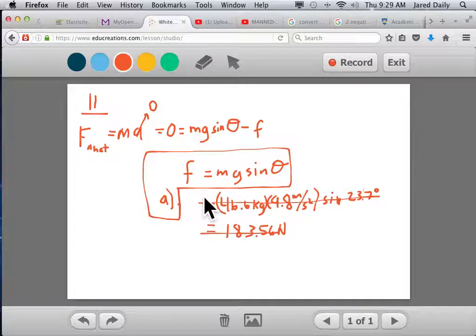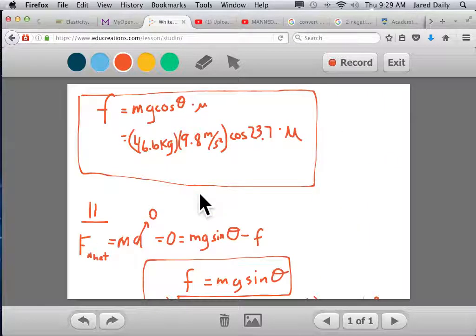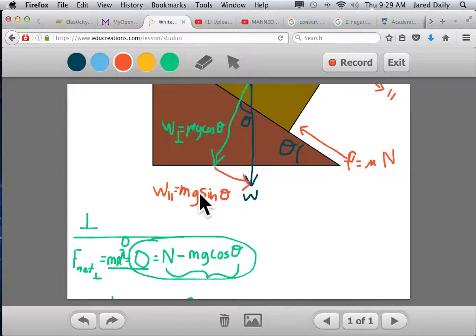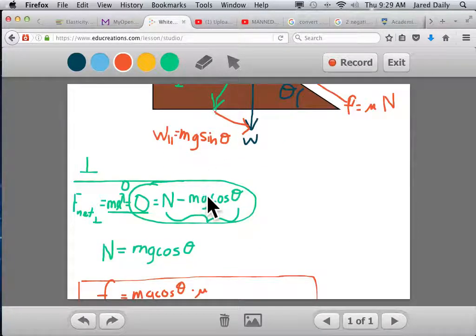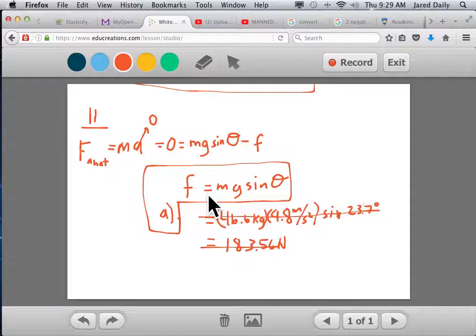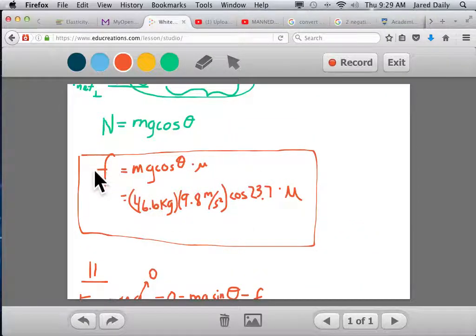Now, what do they want to know next? They want to know what is the coefficient of friction, right? The minimum coefficient of friction required for this to happen. Well, the coefficient of static friction is from this part right here. It says that the friction has to equal mg cosine theta times mu. And we want to know what is mu. So we solve this equation for mu. We're going to divide both sides by mg cosine theta.